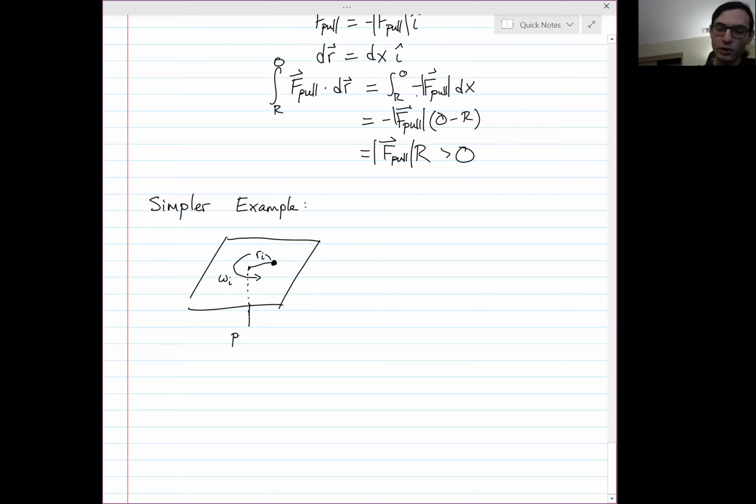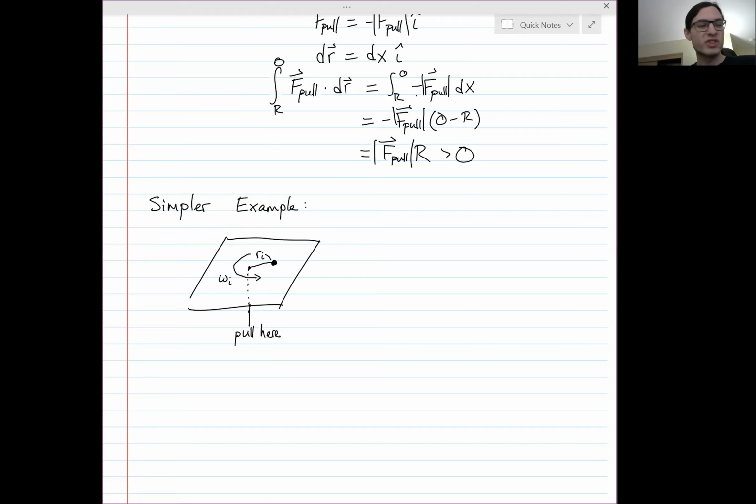What we know is that in order for the mass to keep spinning around, there has to be some inward pulling force. To get an inward pulling force, we can apply a tension downwards. So we pull here downwards in order to apply the appropriate force to keep it spinning.